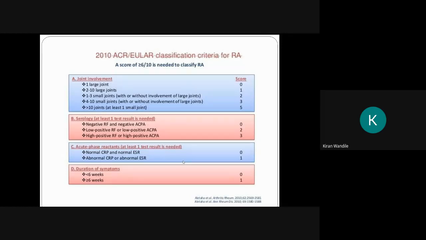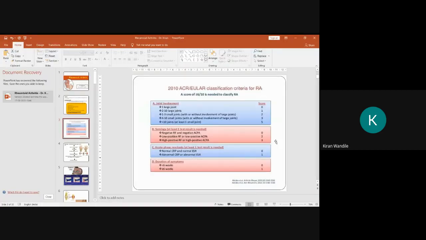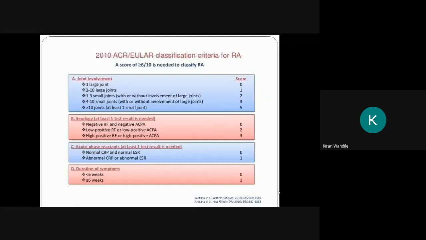And then finally the duration of symptoms. If it is less than 6 weeks, no score. If more than 6 weeks or equal to 6 weeks, the score is given 1. And a score of 6 or more than 6 out of 10 is diagnosed as rheumatoid arthritis. So a score of equal to 6 or more than 6 is needed to classify as rheumatoid arthritis.